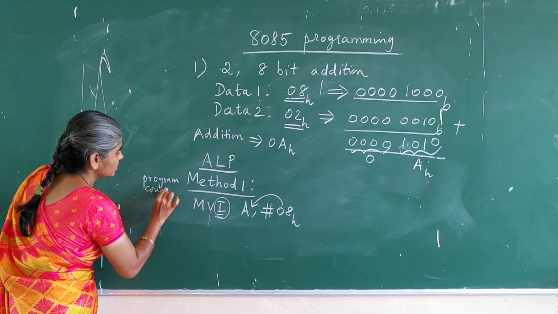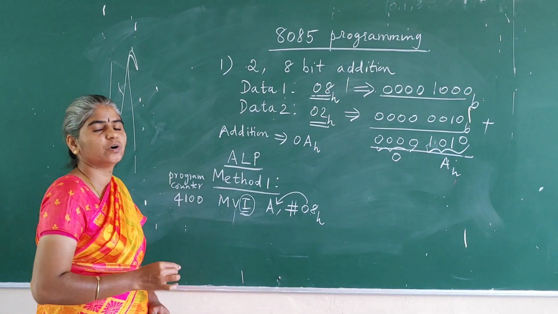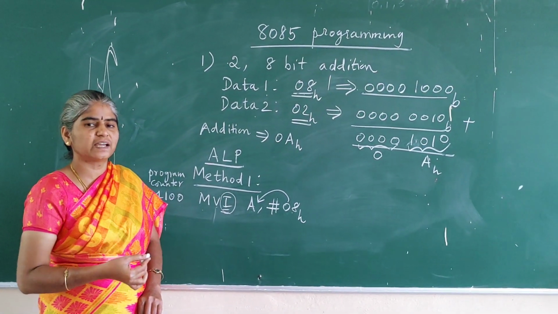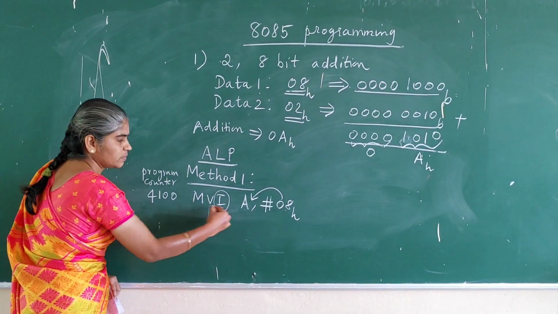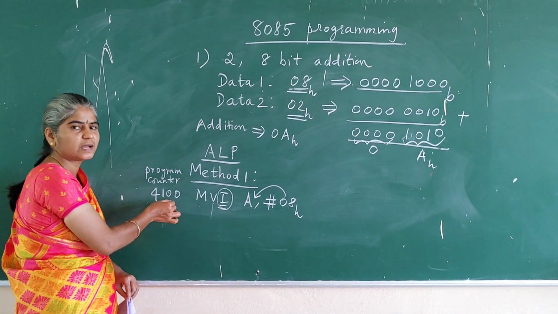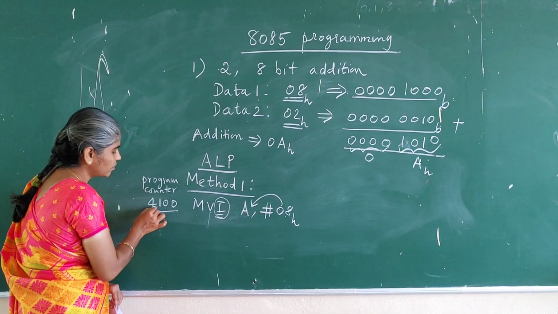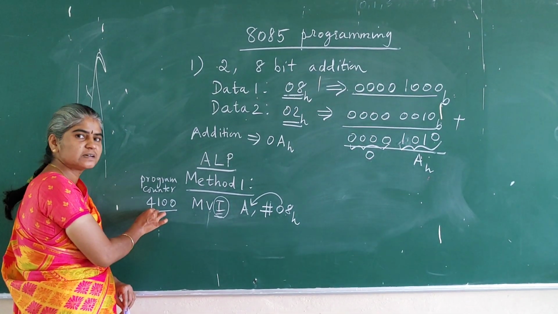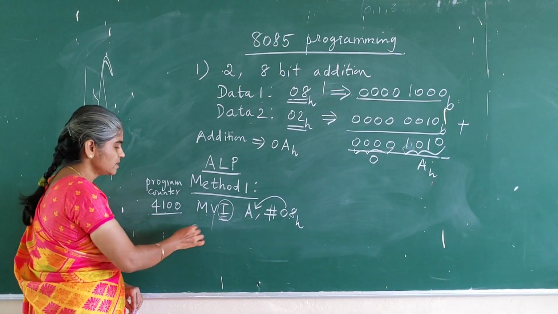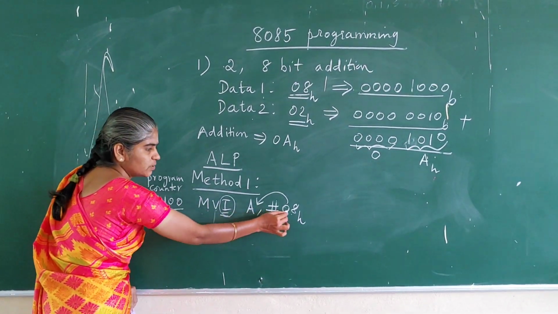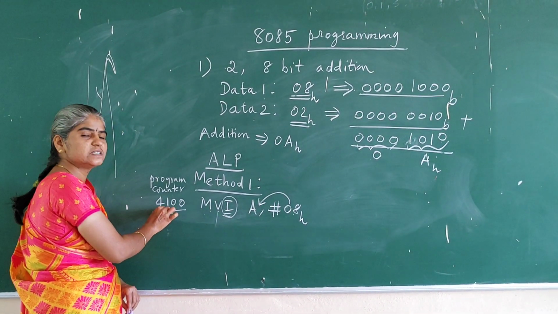This program counter address is used to store the entire program. However many lines you take for the particular operation, each line of mnemonics can be stored in a particular address, which is called the program counter address. I just take 4100. It is the starting address of the microprocessor program, that is 8-bit addition. The opcode of this MVI A,08 instruction is stored in 4100.